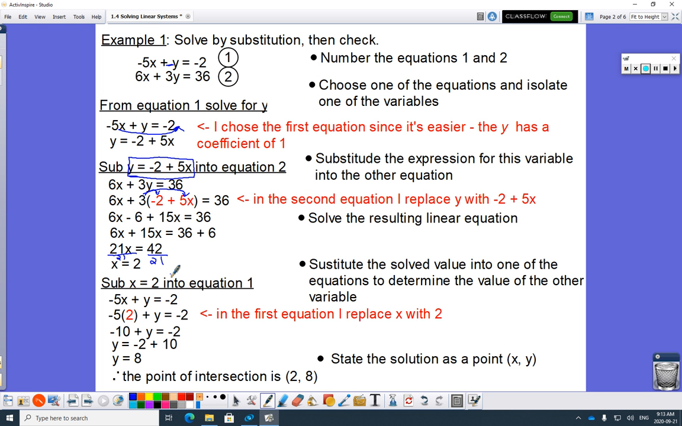In the homework, you might have to estimate, maybe you'll have a fraction, maybe you'll have a decimal, but on the test, you should get a whole number. If you don't, then you've done something wrong, okay? We try to make it nice and easy for you. So the point of intersection is 2. So the x value goes first, and then 8.